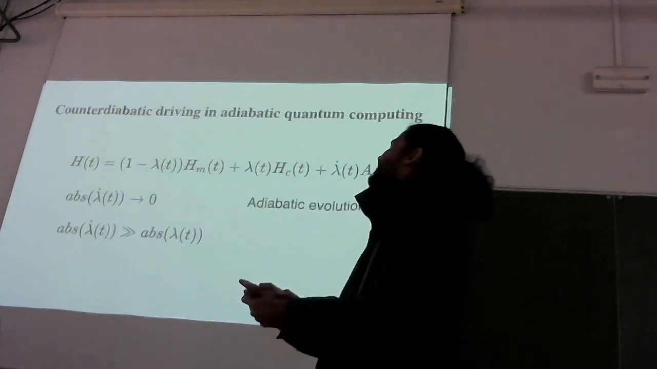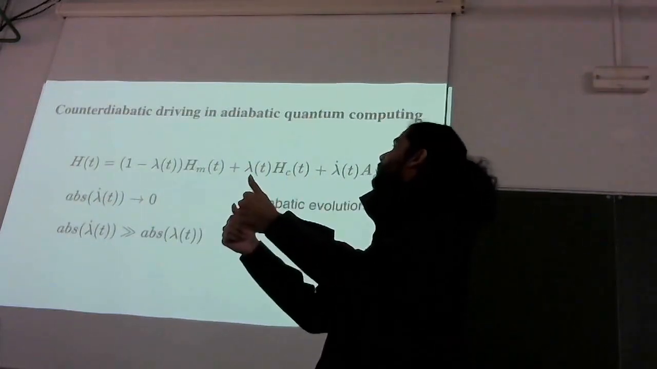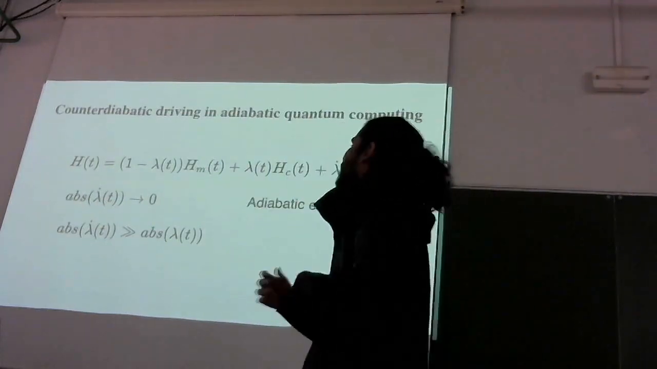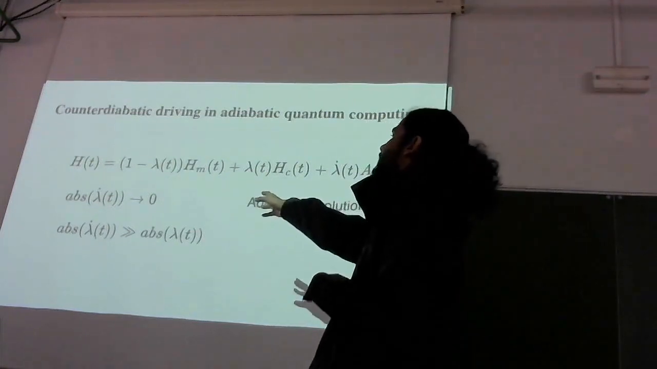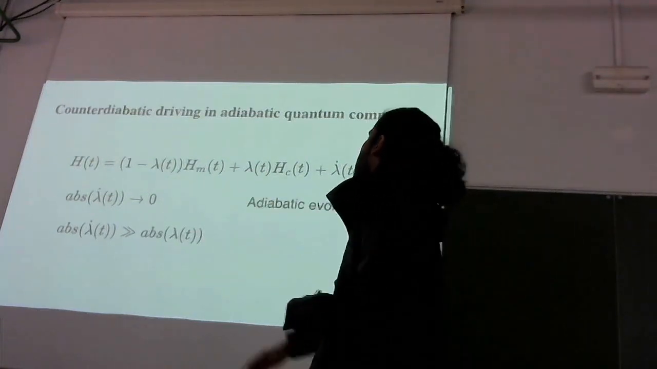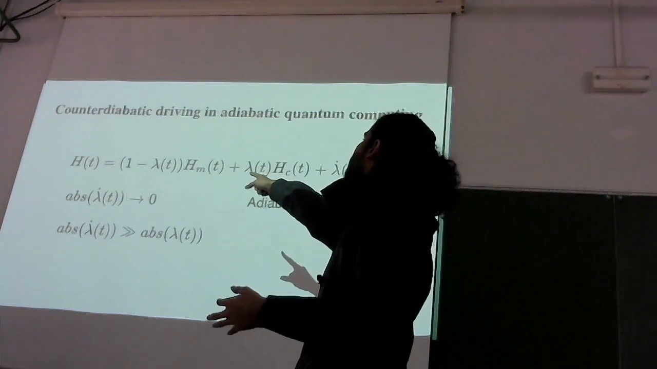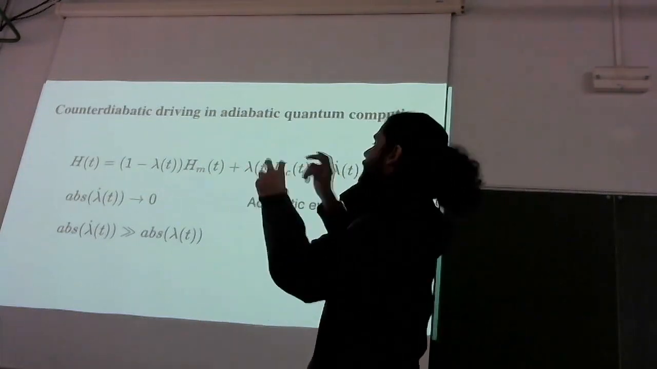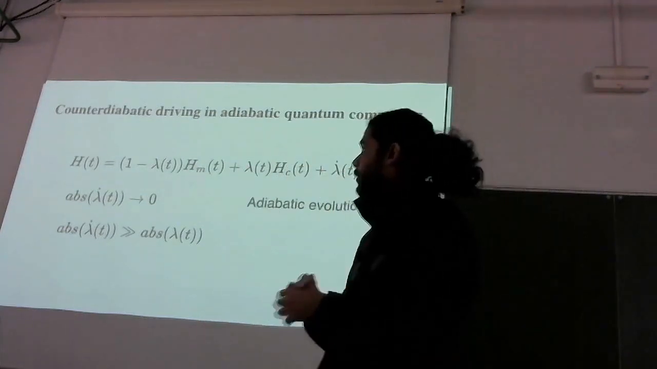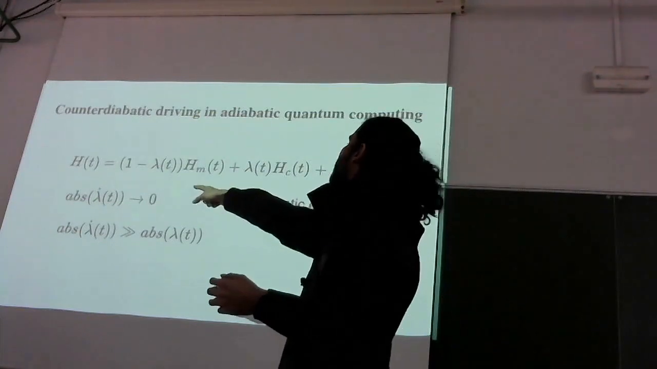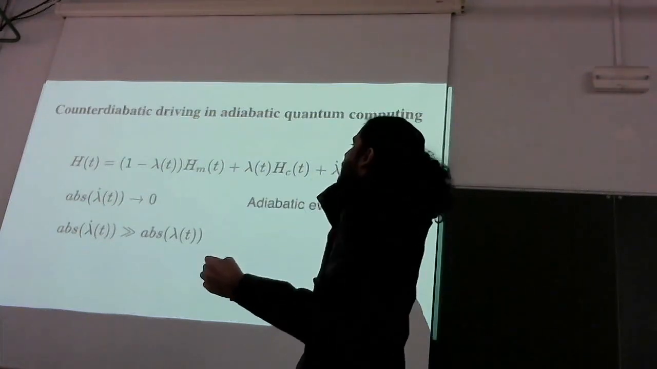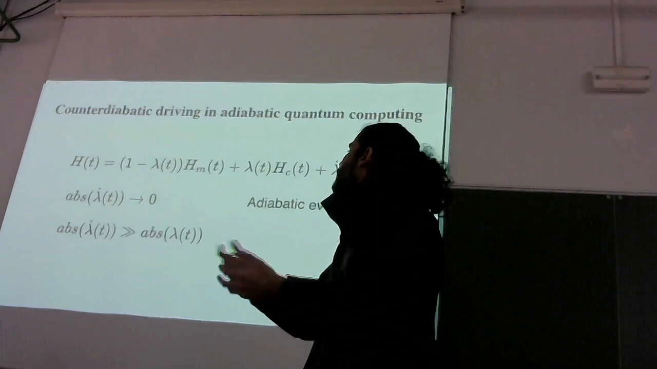Okay, so now we get to a point where I know some things. We have our CD Hamiltonian, and this you already know. It's a mixture, this is the cost, and then you add one term, which is called the CD term. Now as lambda dot tends to 0, this term will vanish, and you will get your adiabatic evolution, right?